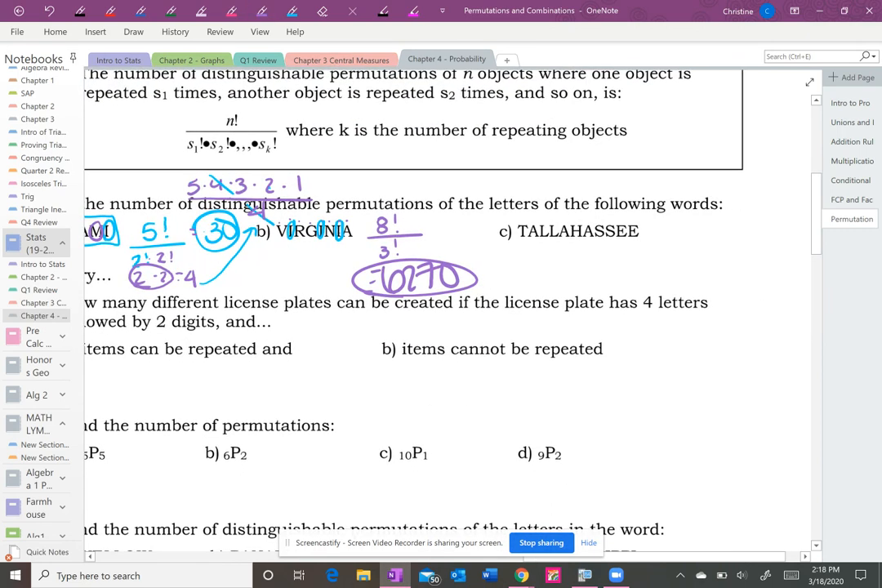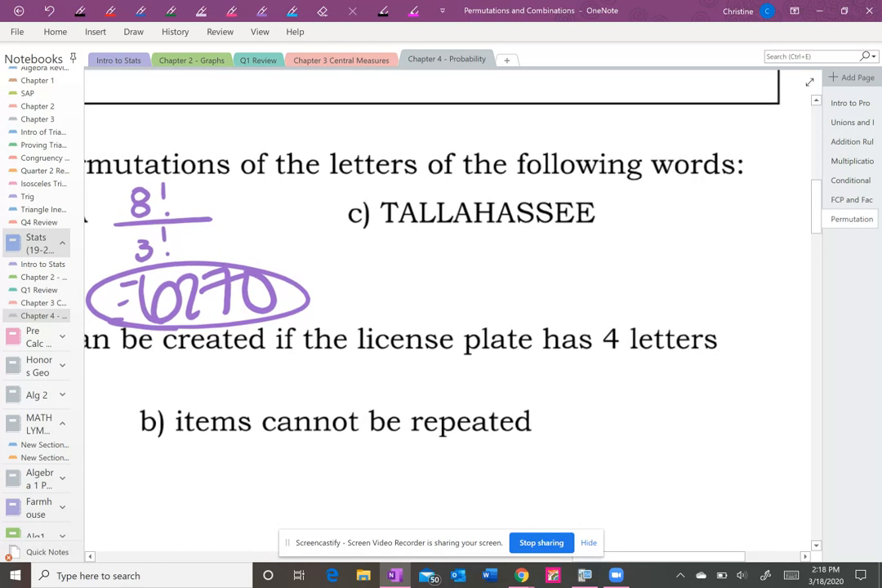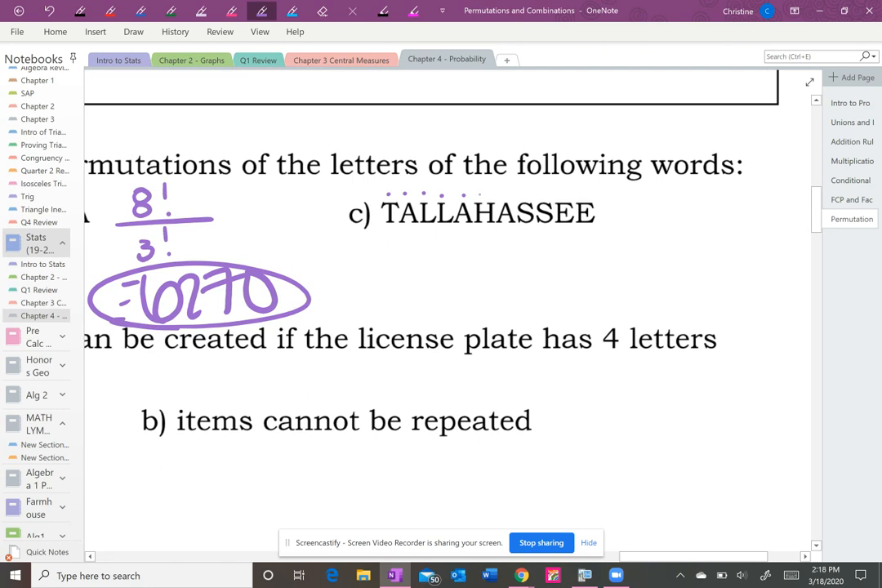Same thing for Tallahassee. This one, you have a lot of letters that are repeating. So first count how many letters are in Tallahassee. 1, 2, 3, 4, 5, 6, 7, 8, 9, 10, 11. Over, it's going to seem like it's a big number, but it's not going to be because a lot of these letters can go into multiple places. The A can go into 1, 2, 3 positions. L's can go into 2 positions. H is unique, T is unique, S can go into 2 positions, and E can go into 2 positions.